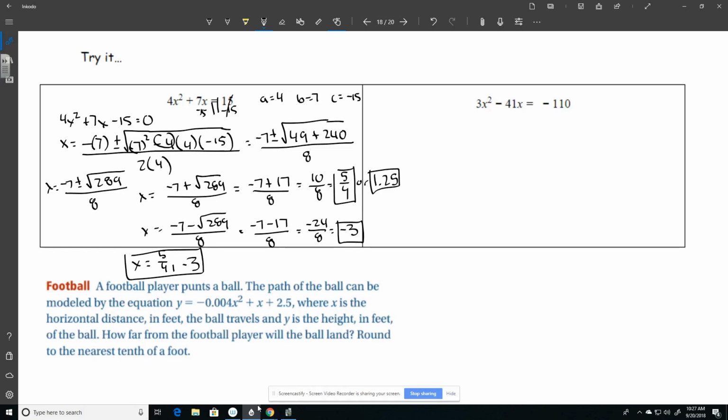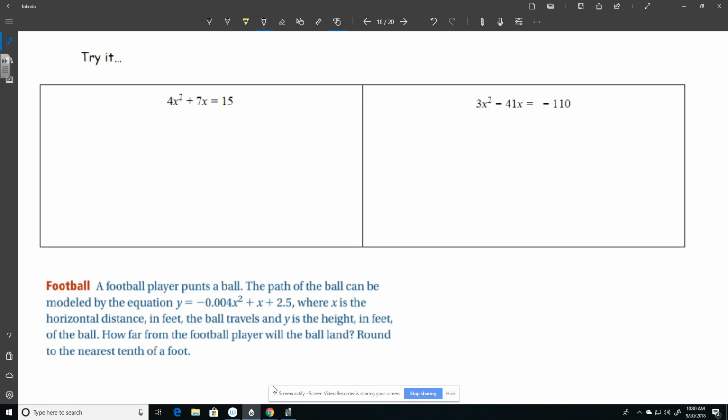Okay? Here's what I'd like you to do. I want you to pause the video and I want you to try and solve this one on your own. The numbers get a little bit big because of the 110 and the 41. That's okay. Try and solve it on your own. When you're done, go ahead and hit play and follow through with me. Make sure that you did it correctly.